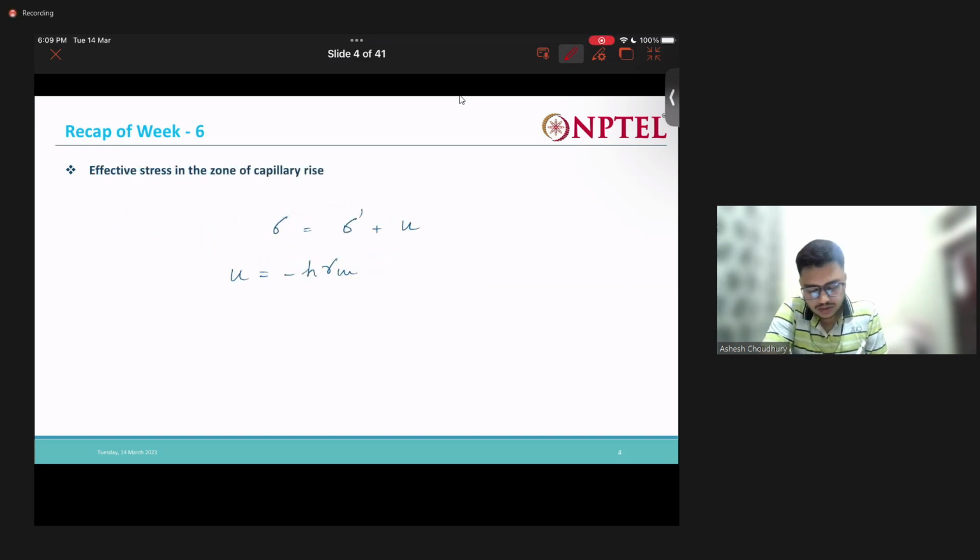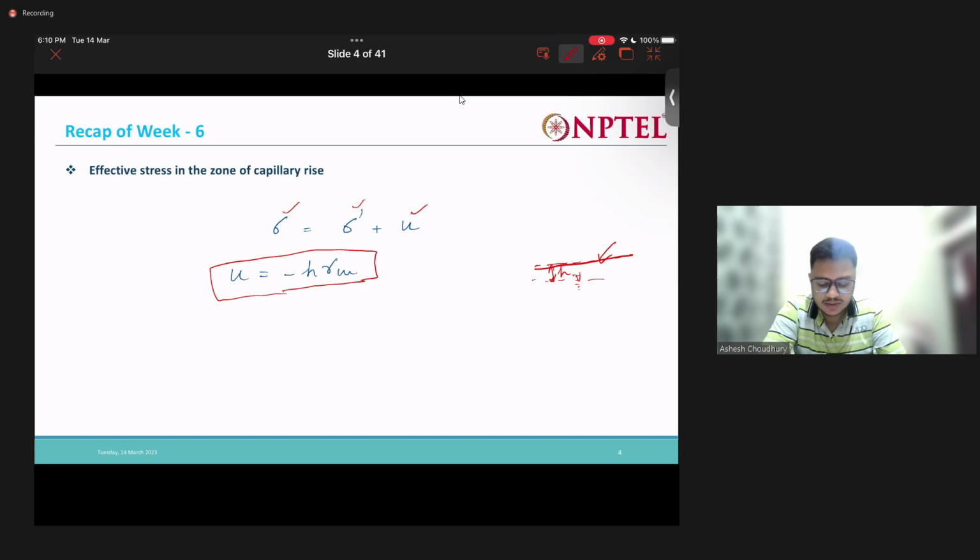So we know that the total stress is given by the effective stress plus the pore water pressure. So when there is a capillary rise of water, the pore water pressure at a height h above the free water surface is given by minus h gamma w. So this is actually negative because there is a tensile force, not compressive, it is a tensile force.